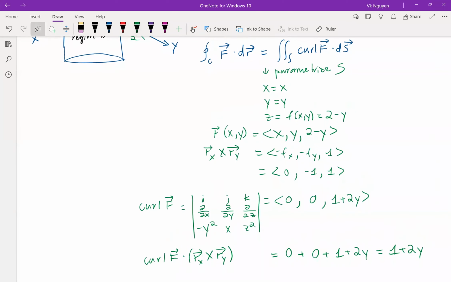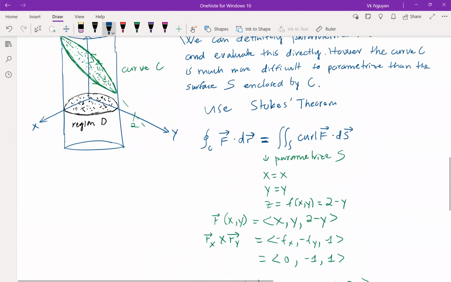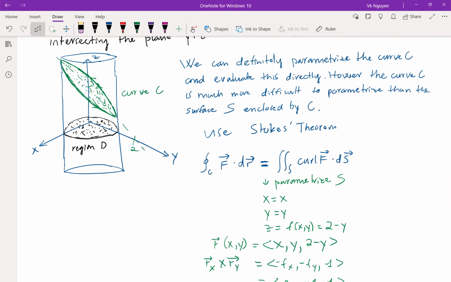So, ready? This equals a double integral over the region D of 1 plus 2y dA. And for 1 plus 2y dA, look at the region D. It is a circular disk, right? So you have to use polar coordinates.